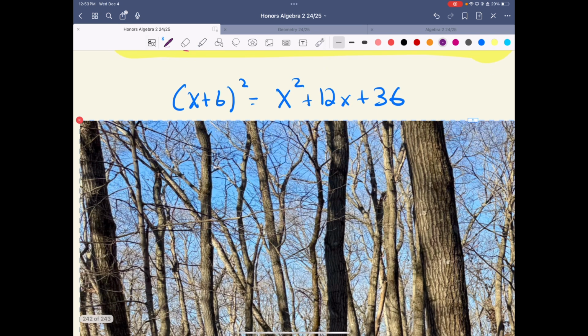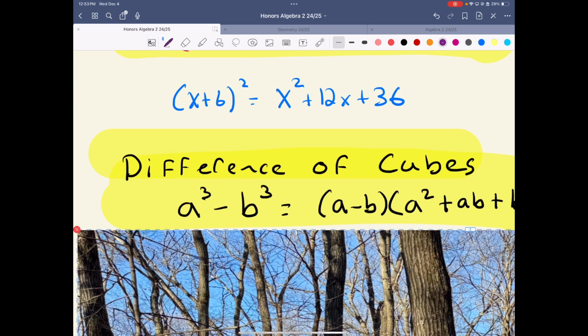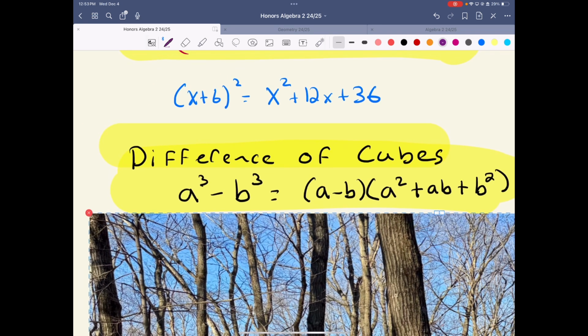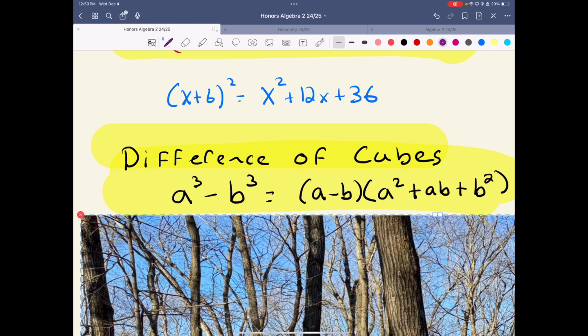Next ones now are going to be new. So the first one we call the difference of cubes. Difference obviously means to subtract. So now we want to be able to find the difference of cubes. So a cubed minus b cubed, we get the quantity a minus b times the quantity a squared plus ab plus b squared.